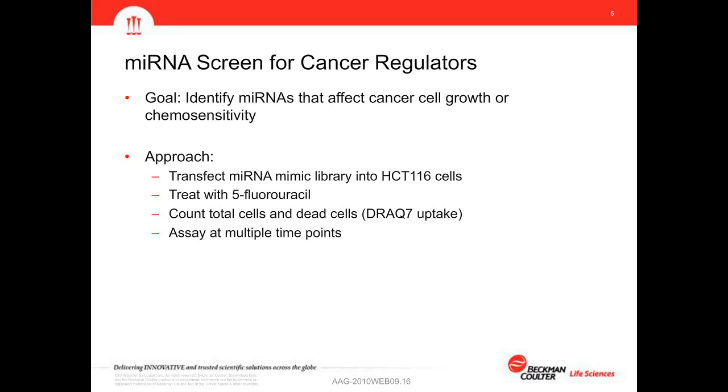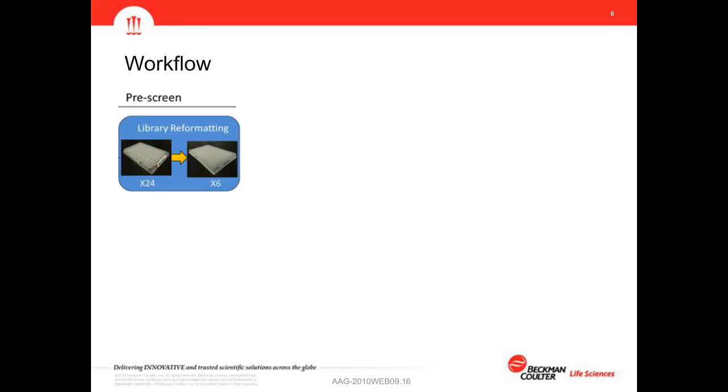We would then count total cells and dead cells as measured by DRAQ7 uptake, DRAQ7 being a fluorescent reagent that is unable to penetrate normal cells but can penetrate through damaged cell membranes. And we would assay these cells at multiple time points to gain a greater understanding of what's occurring in the system. And we'll go through this in a bit more detail.